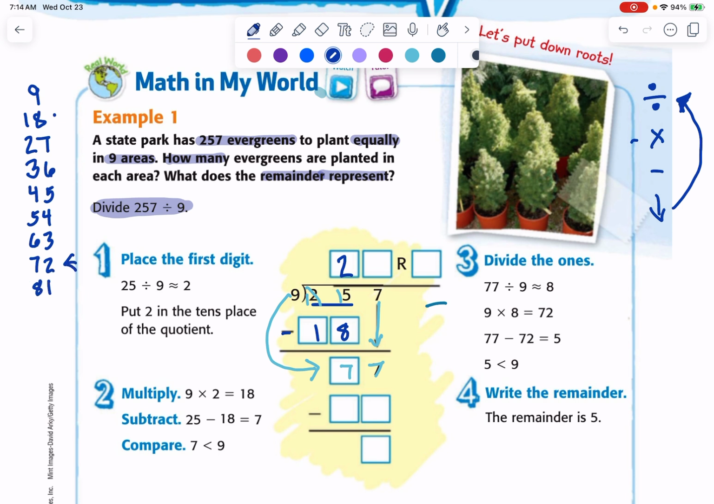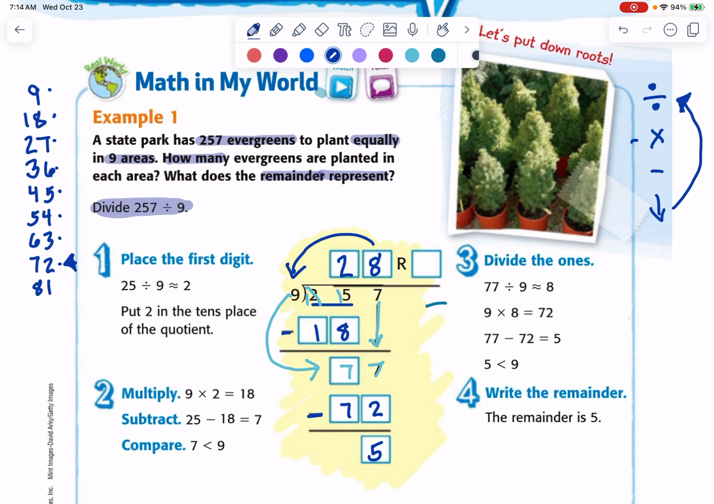So here's our magic number. That was 1, 2, 3, 4, 5, 6, 7, 8. So I can make 8 groups of 9. Now I multiply. 8 times 9 is 72. And then I subtract. 7 take away 2 is 5.